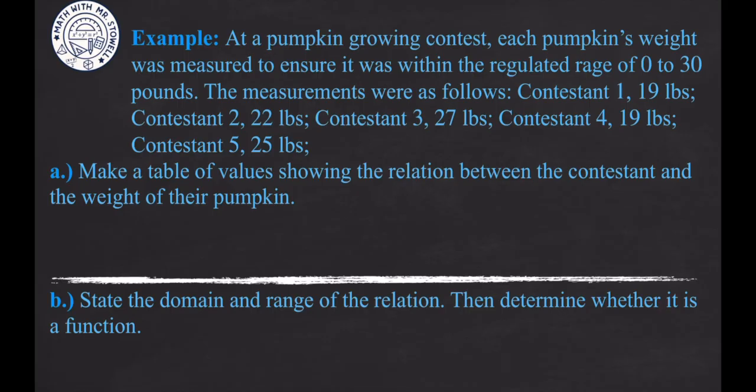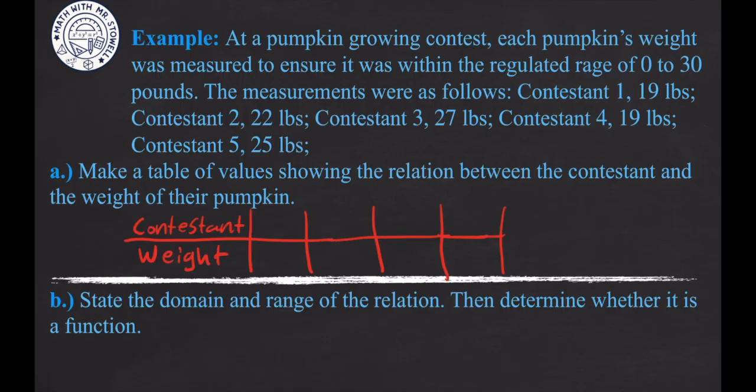So what we're going to do is create ourselves a table. Now since we have our table, we're just going to label our contestants. We have contestant 1, 2, 3, 4, and 5. We know that contestant 1 was 19 pounds. We know contestant 2 was 22 pounds. We know contestant 3 was 27 pounds. We know contestant 4 was 19 pounds. And contestant 5 was 25 pounds. And this is our table.